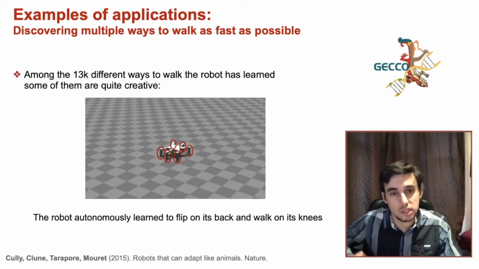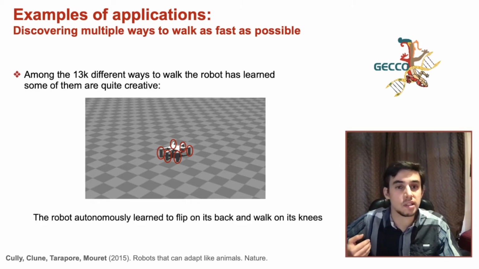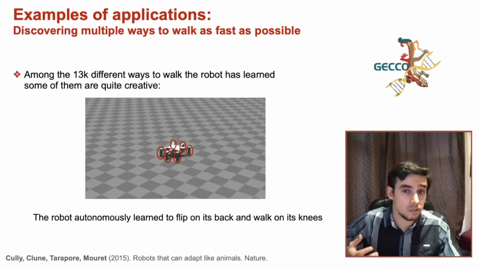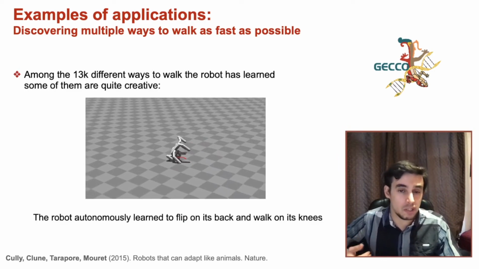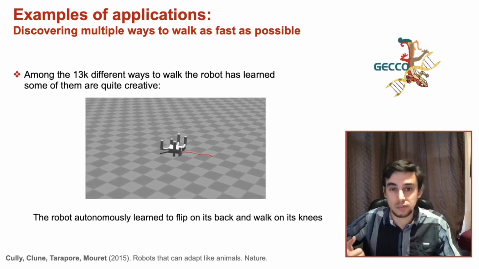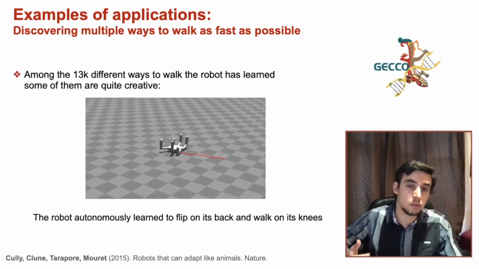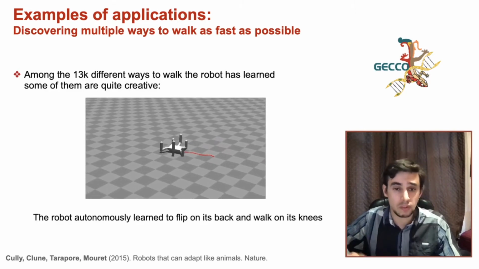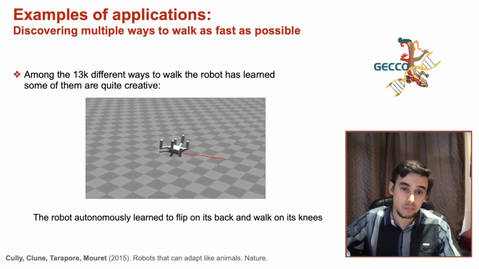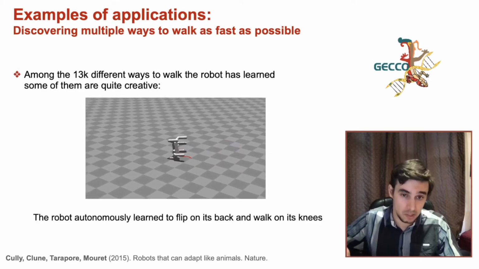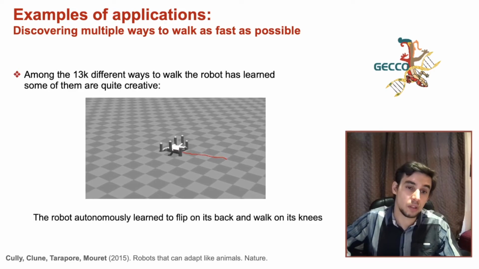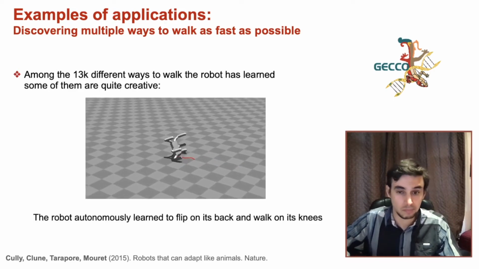What is quite interesting with quality diversity is that it's actually quite creative. As I said, the algorithm found more than 13,000 different ways to walk, but some of them are quite surprising. For instance, here the robot found a way to flip onto its back and continue to walk on its knees, because that was another completely different way to walk with a quite decent fitness value, while having a completely different behavioral descriptor representation.